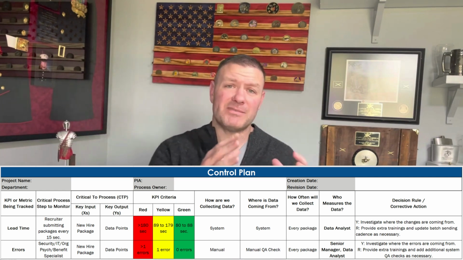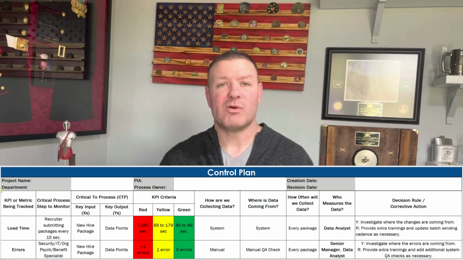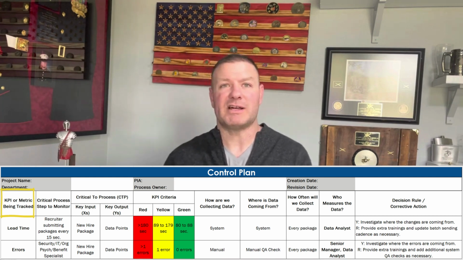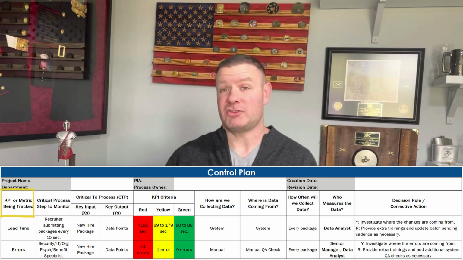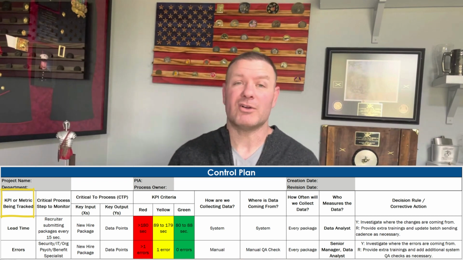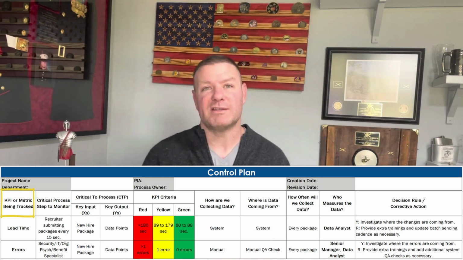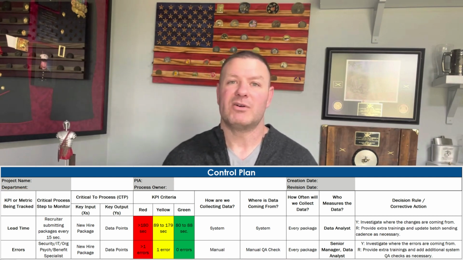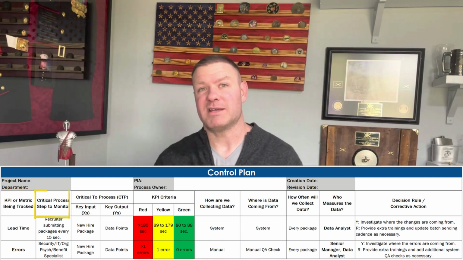But the idea, if we look at it column by column here, is what's the KPI that we're tied to here? Or what's the key metric? Are we focusing on the lead time? Are we going to be looking at a certain area of cycle time? Are we looking at maybe the error rate? Whatever it is, what's the critical measure that we need? Okay, so what's the step that's impacting that?